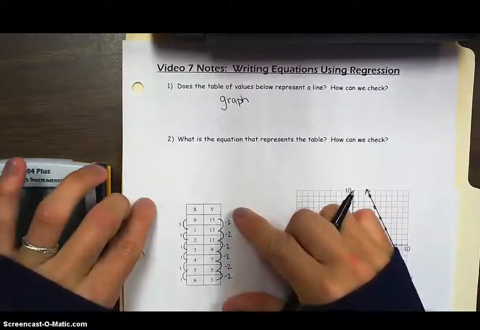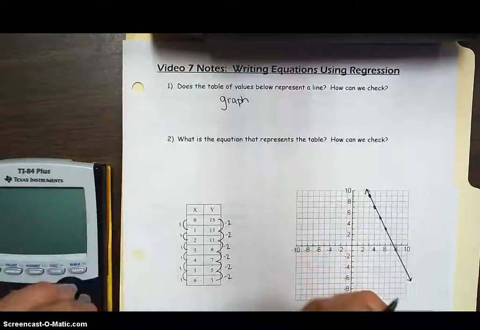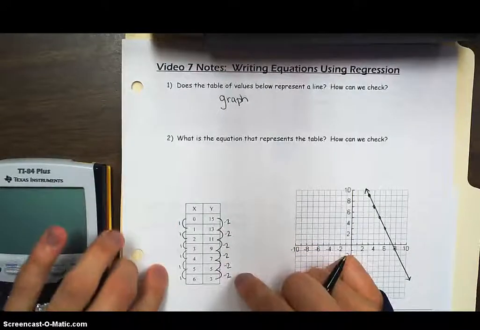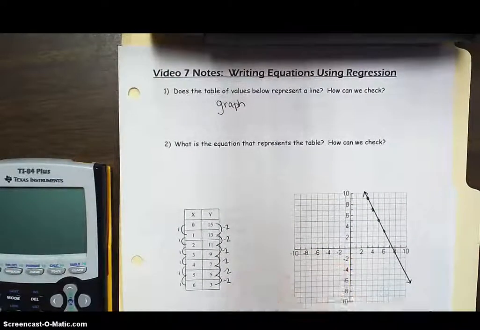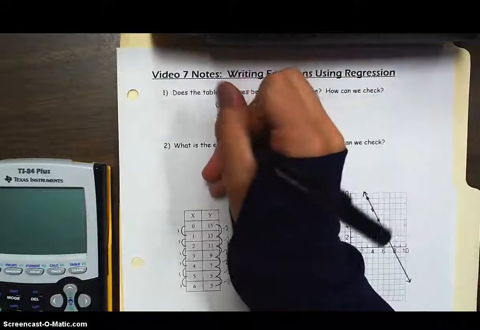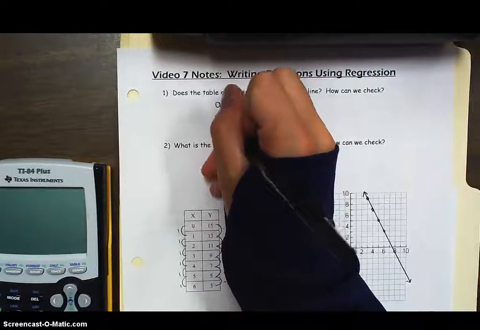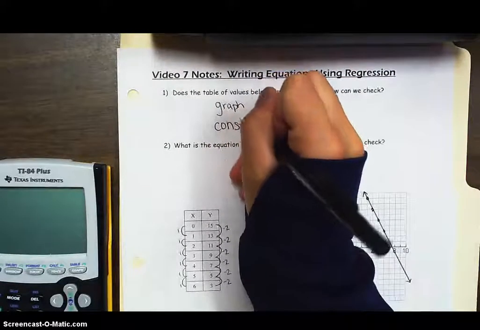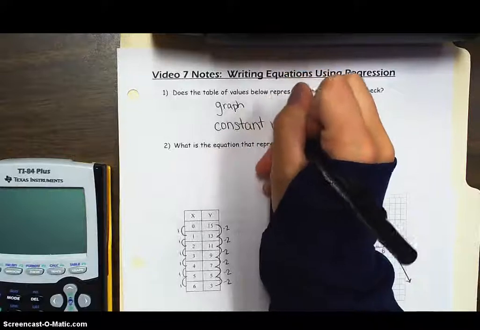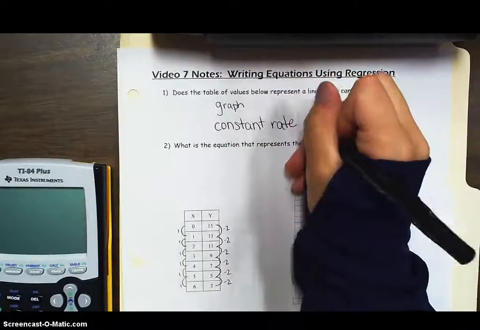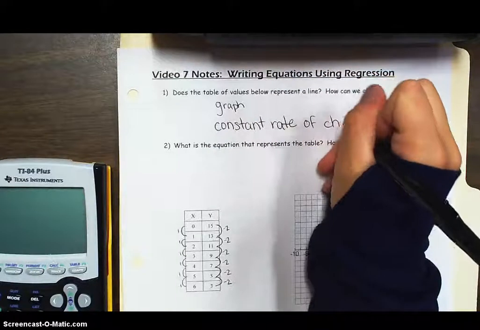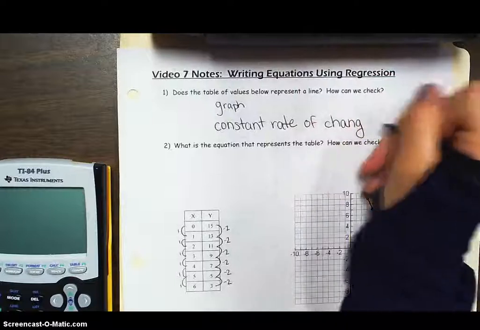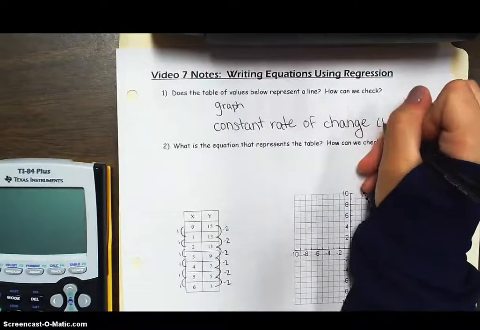So does our table of values have a constant rate of change? Well, yes, it's the same. That means it is a line. So we can also look for a constant rate of change, and you have to have that in order for it to be a line. And we're going to look for that in the table.